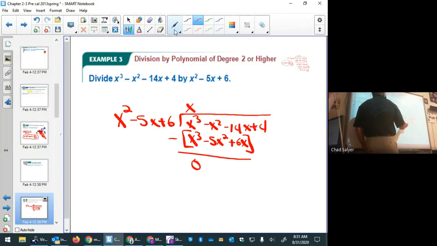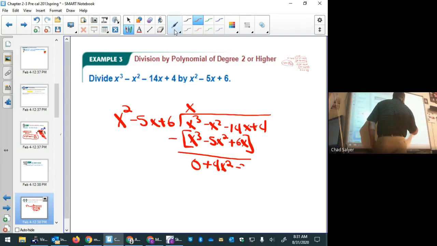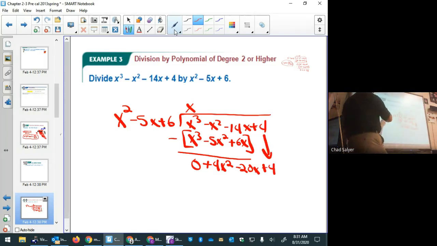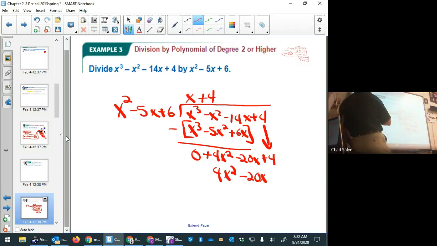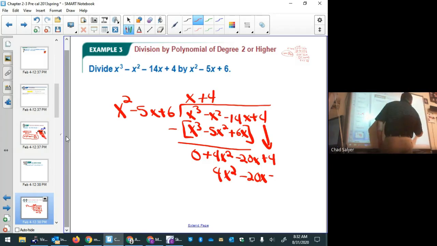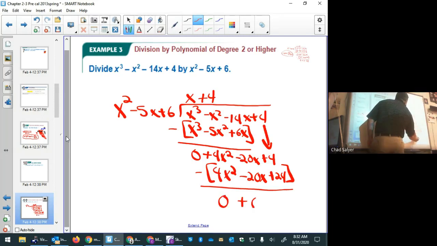So x cubed minus x cubed is 0. Negative x squared minus a negative 5x squared is negative x squared plus 5x squared, which results in plus 4x squared. Negative 14x minus 6x is negative 20x, and then you bring down the plus 4. So x squared into 4x squared is plus 4. So that's 4x squared. 4 times minus 5 is minus 20x. 4 times minus 5x is minus 20x. And then 4 times 6 is plus 24. We'll subtract all that away. So that's 0 plus 0 minus 20.